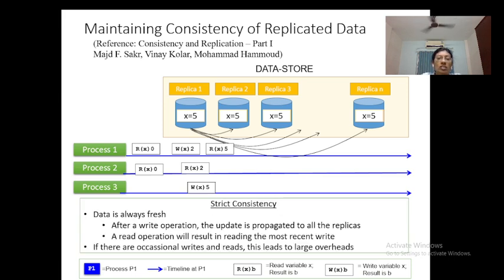So strict consistency. In strict consistency, the data will always be fresh. After a write operation, the update is propagated to all the replicas. A read operation will result in reading the most recent write. If there are occasional writes and reads, this leads to large overheads.